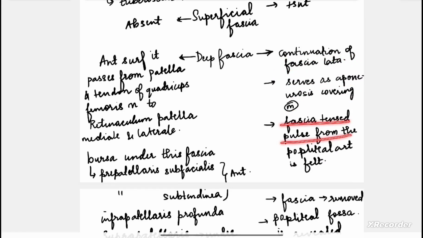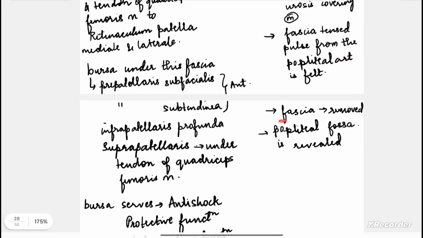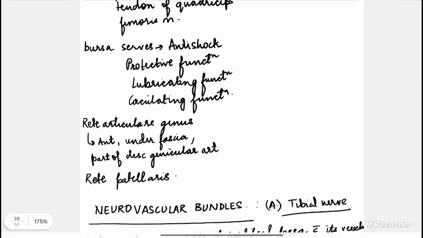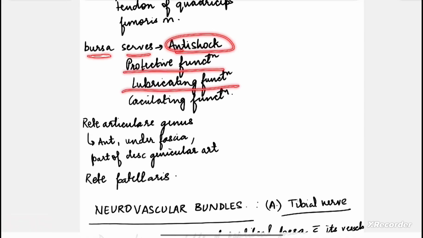Fascia is tensed. Pulse from the popliteal artery is felt. Fascia is removed. Popliteal fossa is revealed. Now, the bursa serves as an anti-shock, protective function, lubricating function and circulating function.